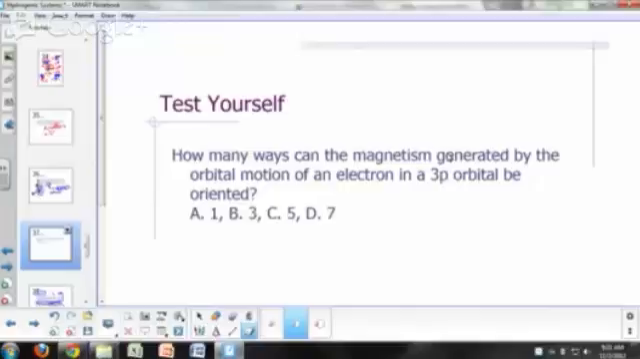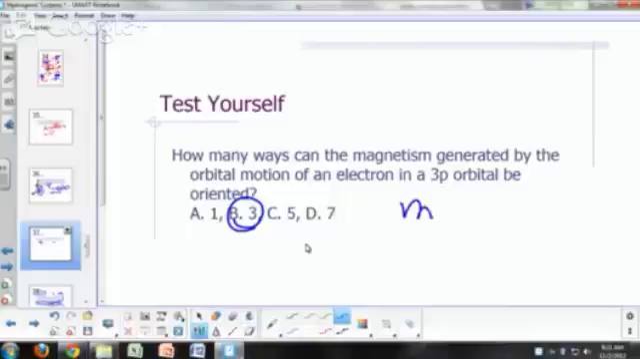So let's take a look at this question. How many ways can the magnetism generated by the orbital motion of an electron in a 3p orbital be oriented? The answer to this would be 3. That would correspond to m equals +1, 0, and -1.